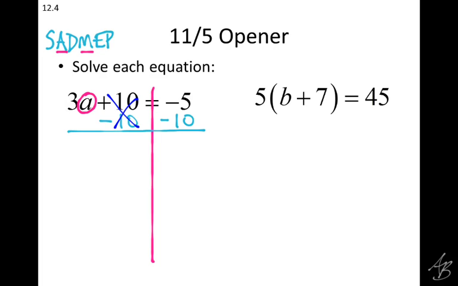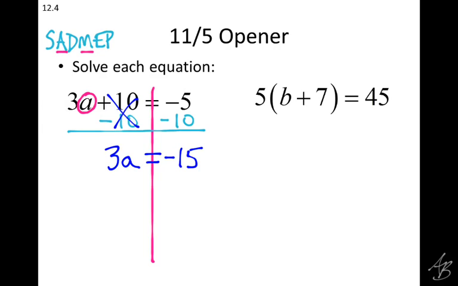The 10's cancel on the left, leaving what? 3a. And then on the right side, negative 5 minus 10. They're both negative, so you have to add. So we're going to add them together. 10 plus 5 is 15, but they're both negative, so it's negative 15.